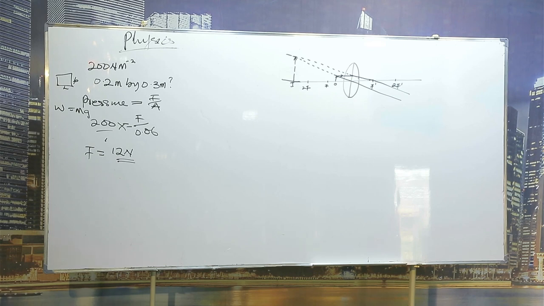Now, let me read out the question again. Let me ask the class, the name given to the center of the lens is what? Some of us are not good readers. Optical center. I asked you a very simple question. What is the name given to the center of a lens? Optical center. Now, answer my question again. What name is given to the distance between the optical center and the principal focus? Focal length. Now, look at that diagram. Where is the object?